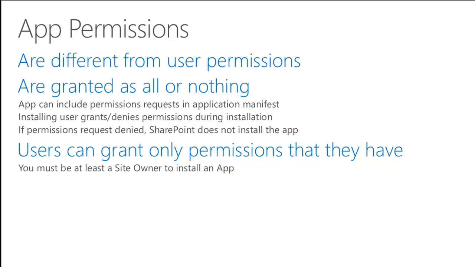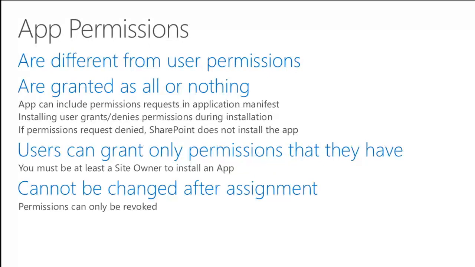Of course, as you can imagine, a user can grant only permission that he has. Otherwise, it would be a security issue. And in order to install an app, you have to be at least a site owner. You cannot change a permission assignment that you made. You can only revoke a permission set to an app, but you cannot change it. You cannot add an app, grant it a set of permissions, and then change it just a few minutes later. You can only remove it.